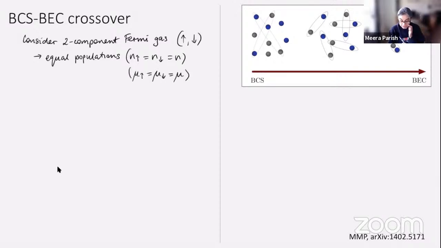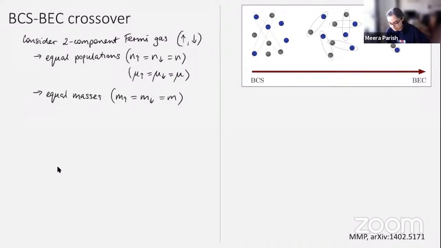I'm going to consider, just for simplicity, a uniform gas. I won't worry about the trapped case, but it is straightforward to map from one to the other in principle, at least in most cases. I'm going to consider equal masses. In other words, M up equals M down. So that's just M.